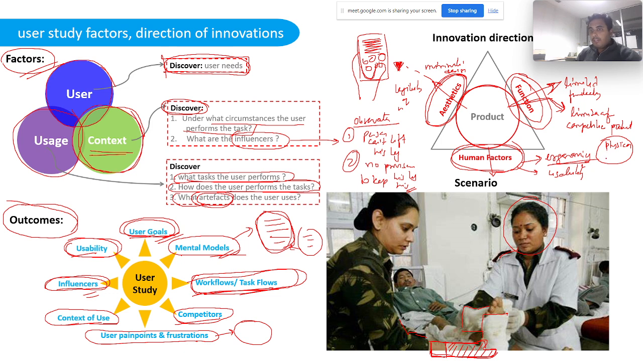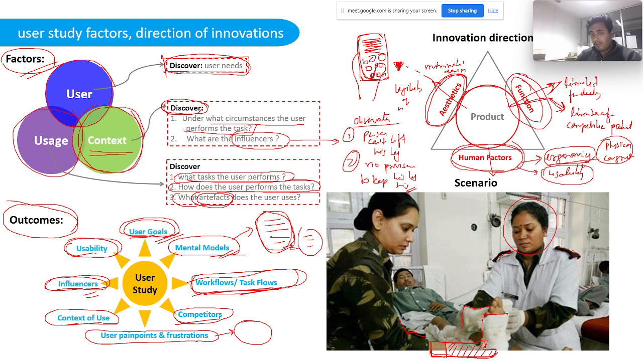Similarly, cognitive ergonomics talks about cognitive load. When you have a lot of information, you need to reduce the amount of information in order to improve the cognitive load in information processing. That can be taken care of from the cognitive ergonomic perspective. Usability is about making things easy to use.